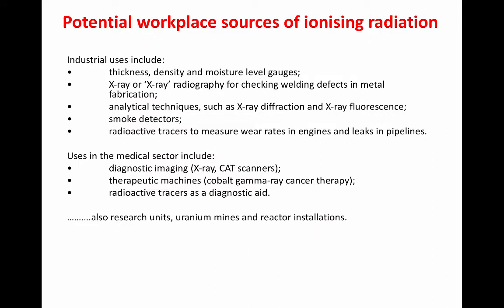A range of ionizing radiation is used in industry and the medical sector. We've talked already about some of the industrial uses, and they're listed here. Ionizing radiation is also encountered in research units such as universities, uranium mines, and reactor installations. In all of these places, they are tightly regulated with tight standards, and they should be regularly monitored.